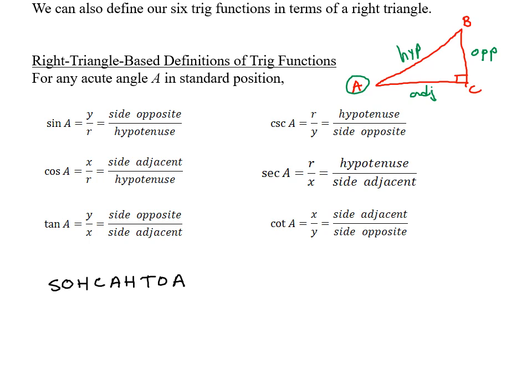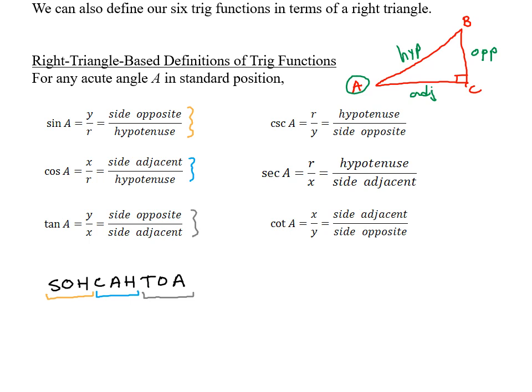SOHCAHTOA. This tells you that sine is the opposite over the hypotenuse. That would be this definition here. Cosine is the adjacent over the hypotenuse. That would be this definition here. And tangent is the opposite over the adjacent, which would be this definition here.